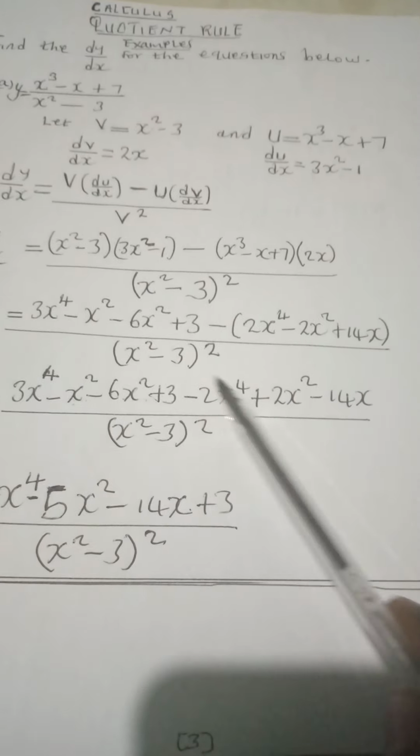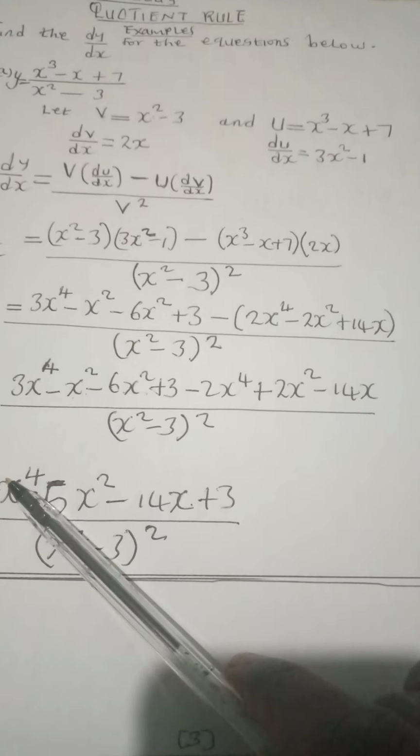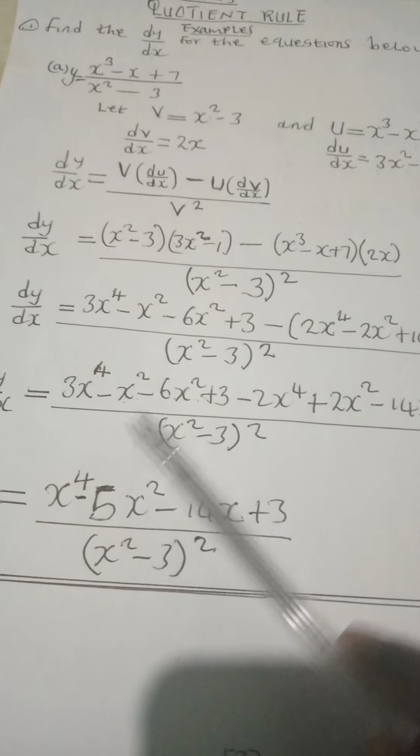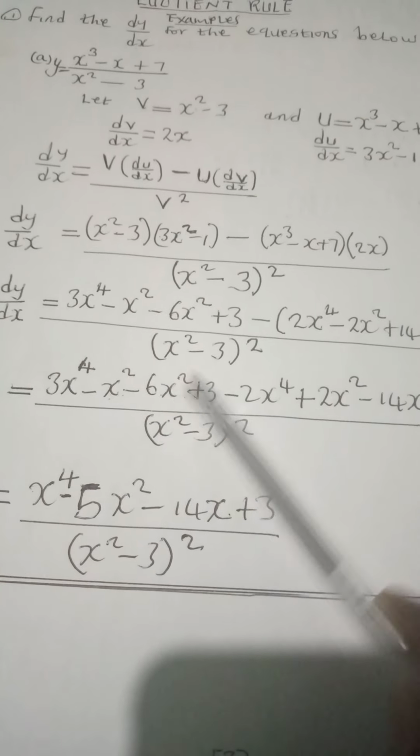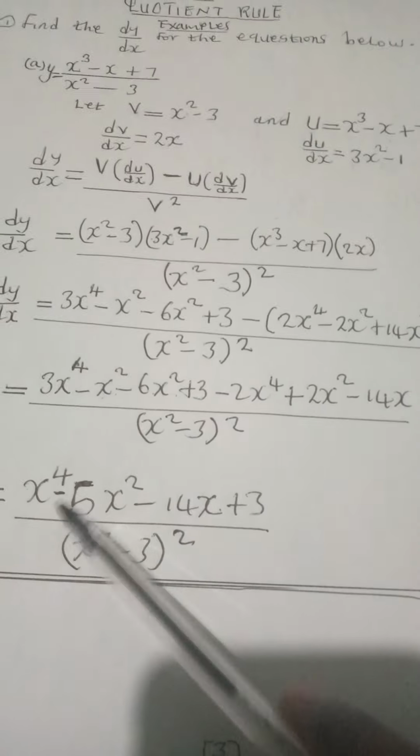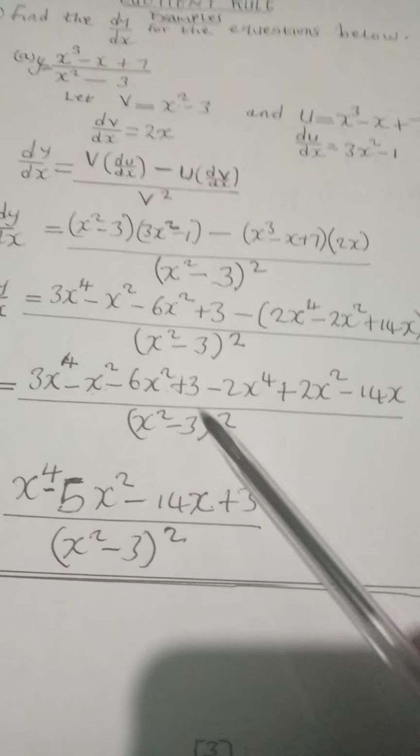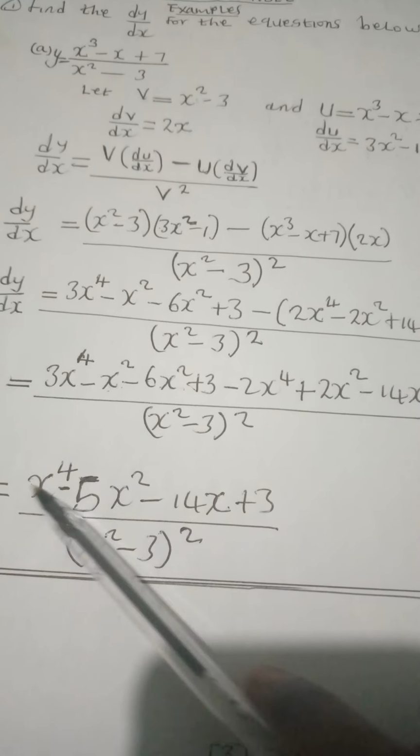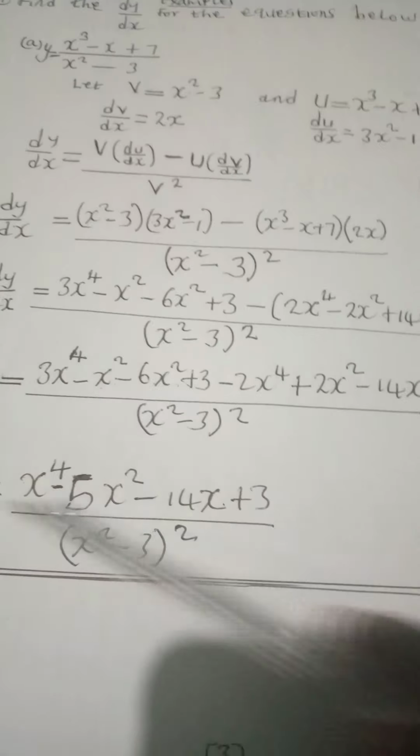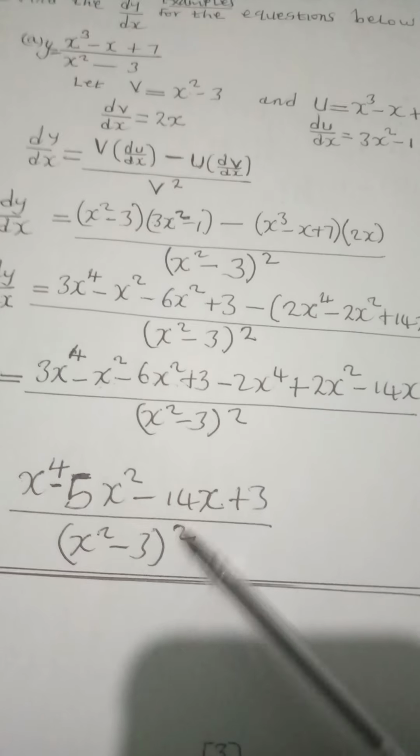We just group the like terms together. We have a power 4 here and a power 4 here. 3x to the power 4 minus 2x to the power 4, you get x to the power 4. See that? Negative x squared minus 6x squared is negative 7x squared. Negative 7x squared plus 2x squared, you get negative 5x squared. Then you say minus 14x plus 3. All these four terms here, you can't simplify any further because these are all different terms. Then over this x squared minus 3 to the power 2.